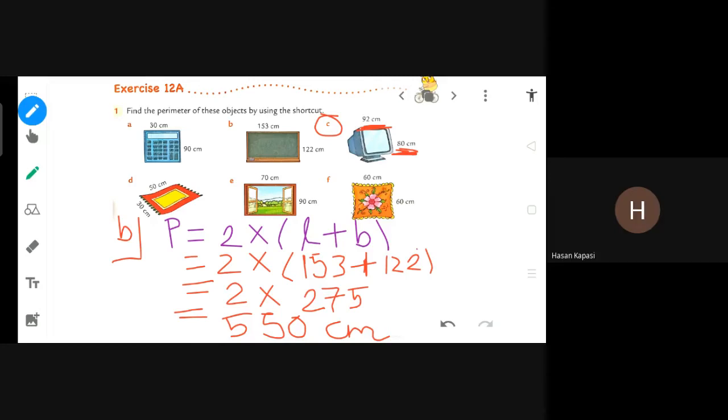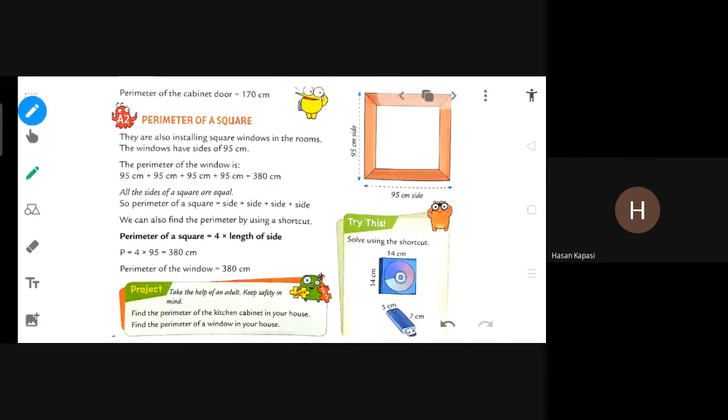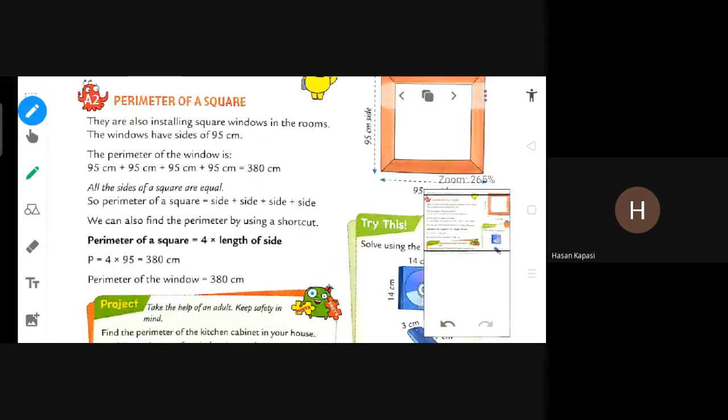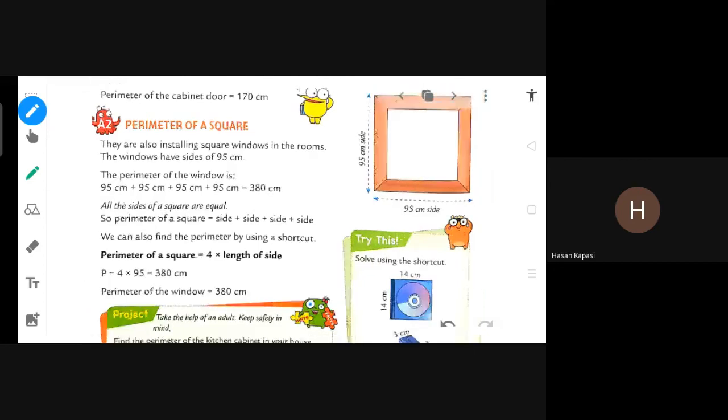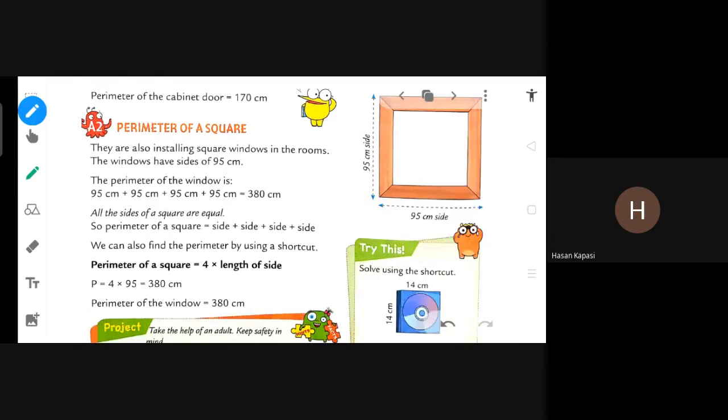Ma'am, in F, the method is the same only, no? But here the length is also the same and the breadth is also the same. F, no? In this one. Yes, F. Use this formula. For F you have to use this one. I'm teaching this. This is another, perimeter of square.